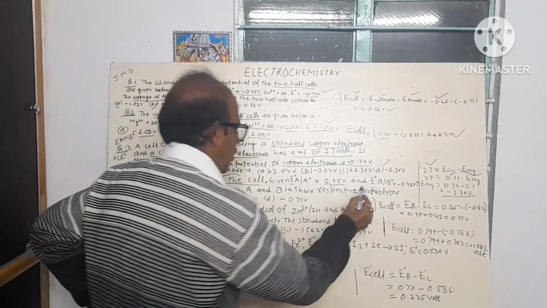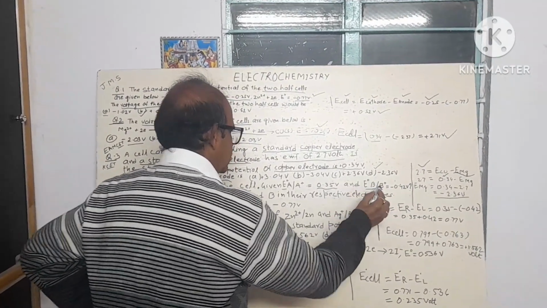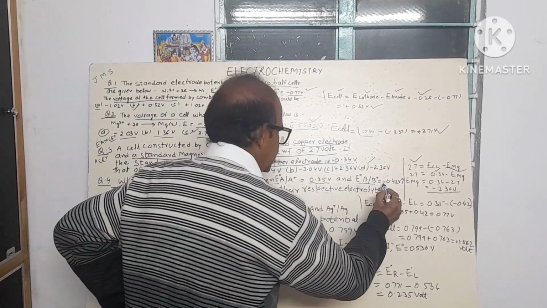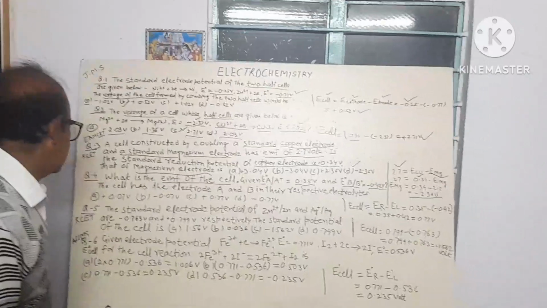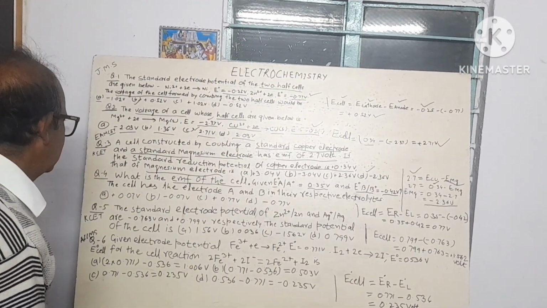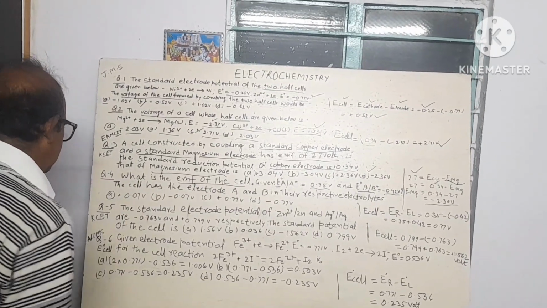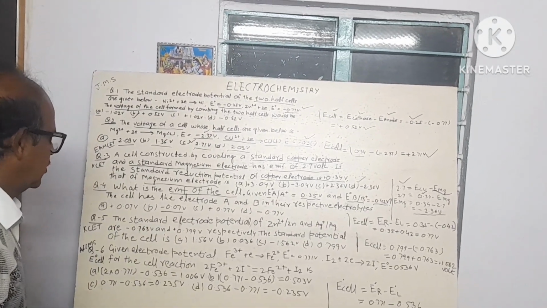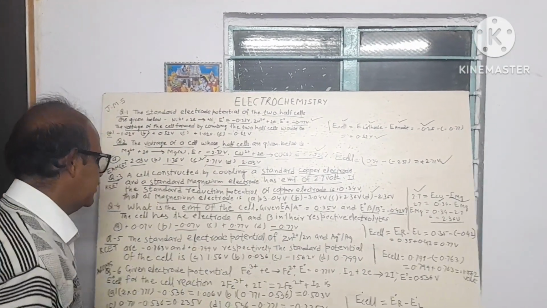And the other metal is B. Then B oblique B plus. This is also oxidation, correct? Its value is given as minus 0.42 volt. Then you have to calculate the EMF of the cell. The options are: first option 0.07 volt, second minus 0.7 volt, third option plus 0.77 volt, and the last option minus 0.77 volt.